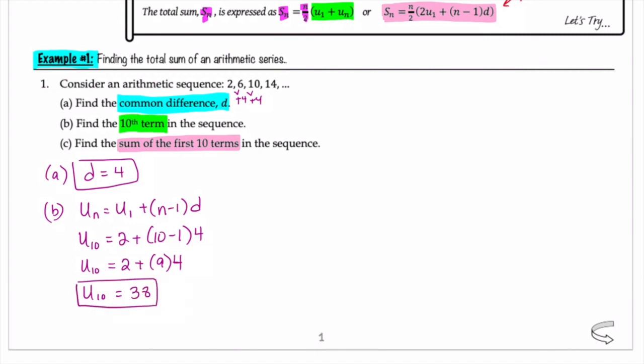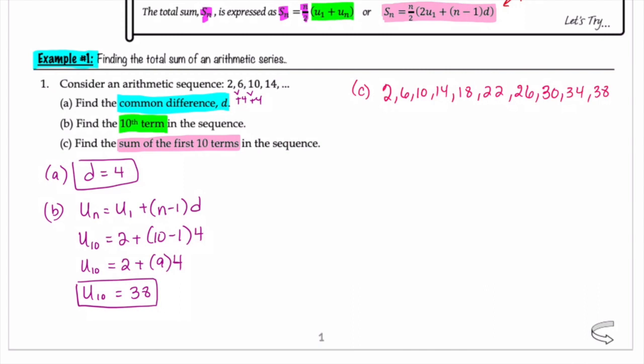Alright, for part A, our common difference is positive 4. We're increasing by 4. For part B, the 10th term is equal to 38. So let us do part C. For part C, we're going to be using our formula to find the sum of the first 10 terms. There are 2 ways you could do this. You could list out the 10 terms, or you could use what we already know from part B, that our 10th term is 38. It's up to you. So there's my first 10 terms listed out.